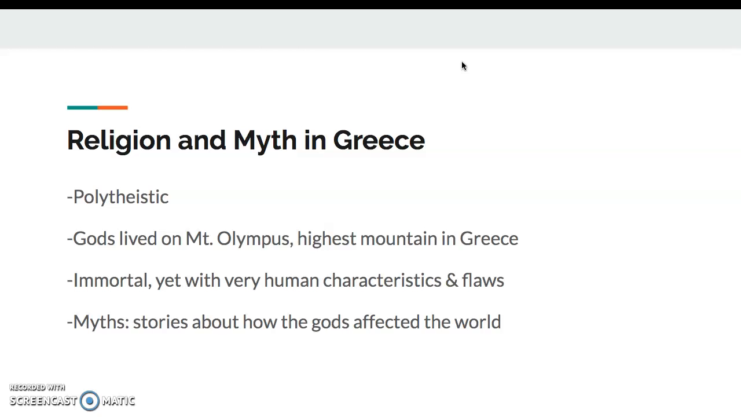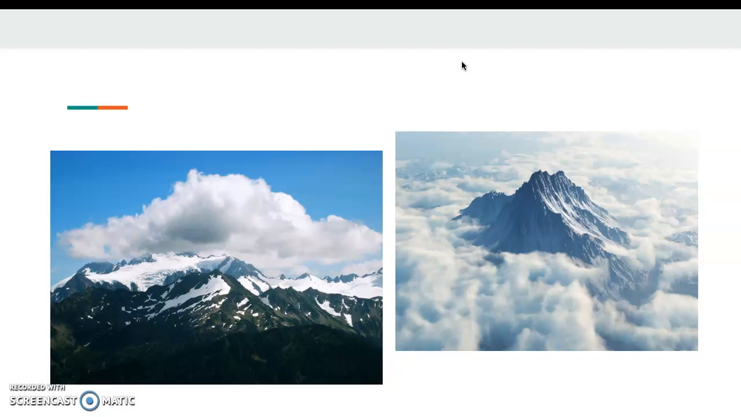They were immortal. I mean, they lived forever, but they had very human characteristics, personalities, and flaws. They could get angry. They could get jealous. They would fight. They would be very petty. So usually these ended up with them just messing with humans a lot. The myth stories of how the gods affected the world, most often the natural world, in order to create the things that we know, whether it be the constellations or rivers or different mountains. This is what Mount Olympus looks like from the ground, and this is what it looks like from the air.